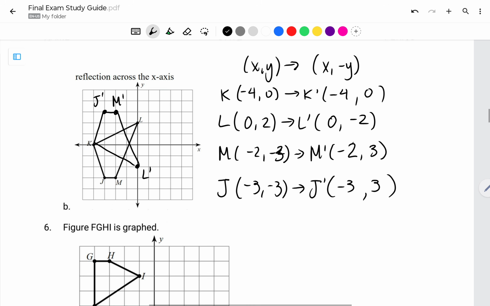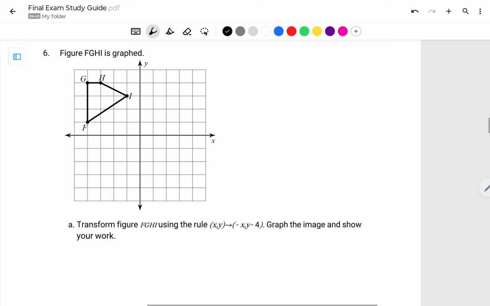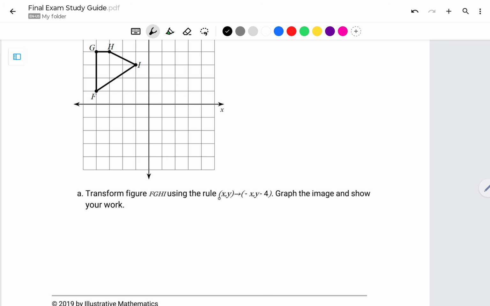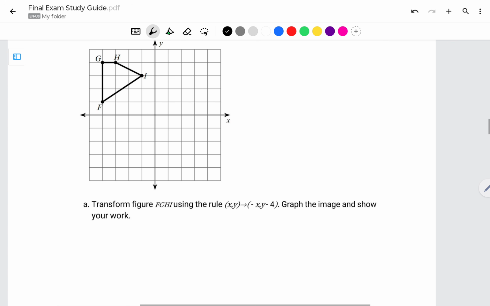Okay, let's keep going. Figure number 6. Still on the coordinate stuff. Figure FGHI is graphed. Transform that figure using this rule. (x, y) goes to (negative x, y minus 4). Graph the image, show your work. All right, let's do it. So this is the rule: (x, y) to (negative x, y minus 4).